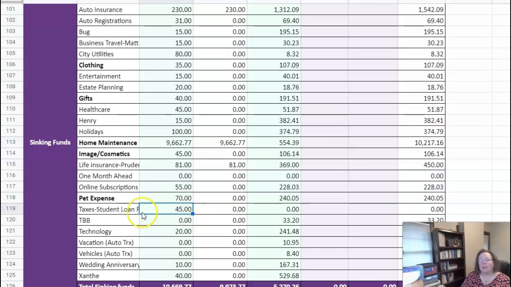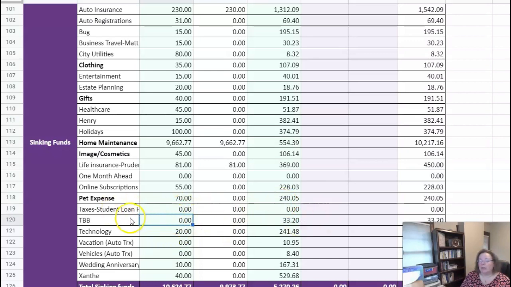I have 45 in here for student loan forgiveness, but I learned after I talked about this last month that this is actually not going to be a thing. If there's student loan forgiveness, we actually will not have to pay taxes on it. That was passed. So I'm not going to be doing this. And you can see the amount is 0. I just missed this when I set this up. We can actually change this to 0, and I may even take this line out.